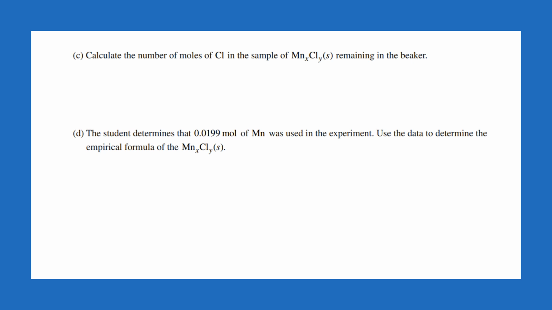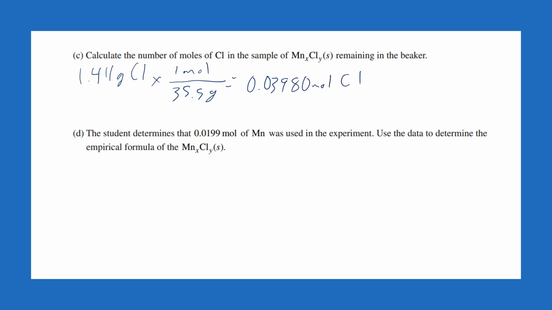Okay, so now we're going to use the mass we just calculated, the 1.411 grams, and find the moles now. We need to use the molar mass of chlorine, which is 35.5 grams per mole, and when you calculate, you get 0.03980 moles of chlorine. Now this might have also been a sig figs question. It was either this one or B was the sig figs question, but one or the other. So please make sure that you're consistent with your sig figs.